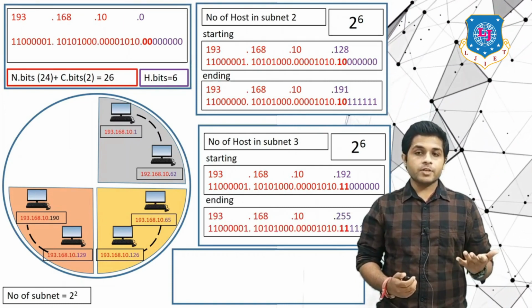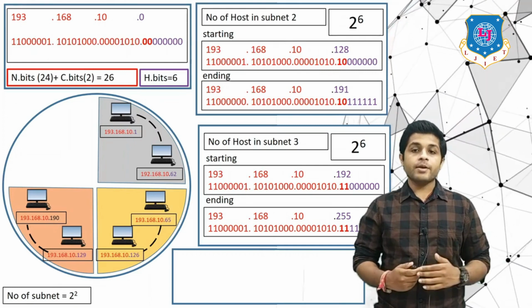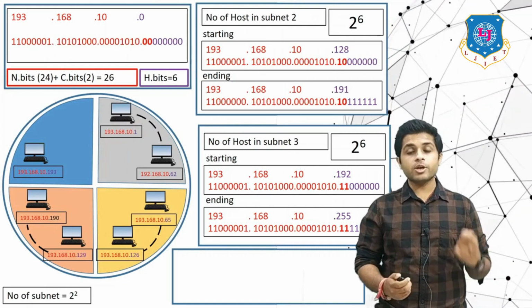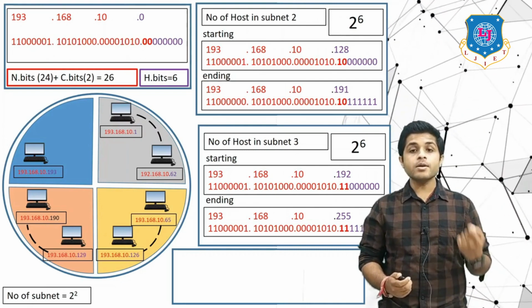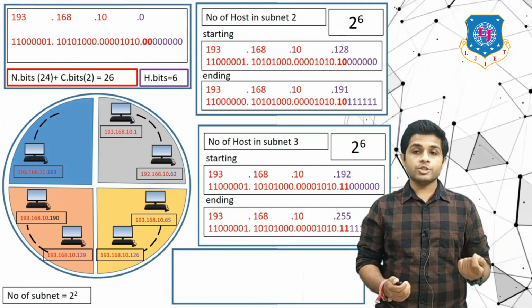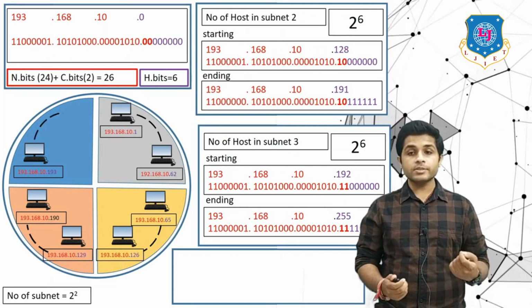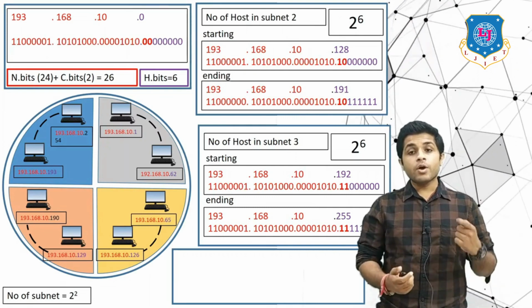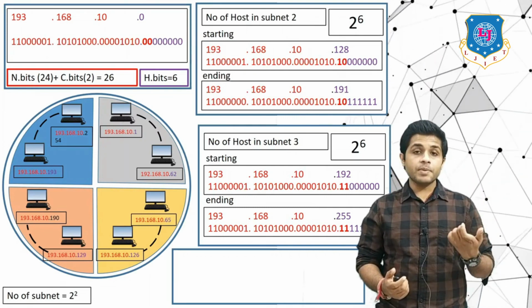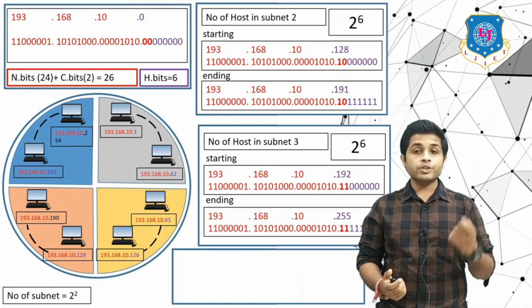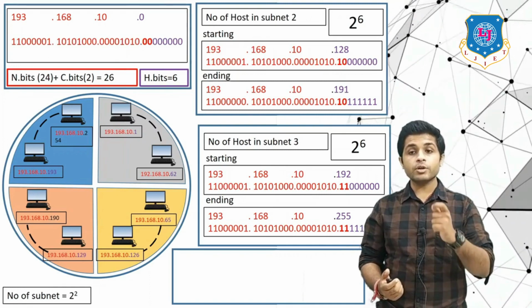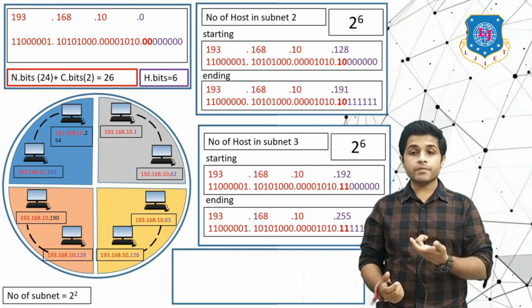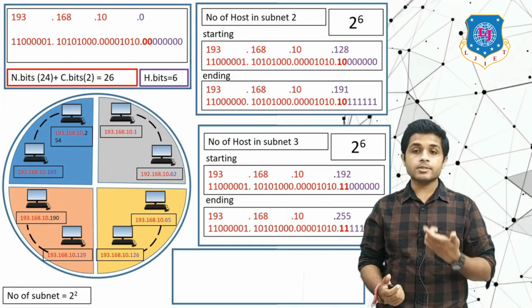The value of the converted bits is same. And what will be the first usable address in the subnet 3? It will be 193.168.10.193, and the last usable is 193.168.10.254. Now if you increment 1 to the last usable address in the subnet 3, which is 193.168.10.254, you will get 193.168.10.255, which is the broadcast address in the subnet 3.